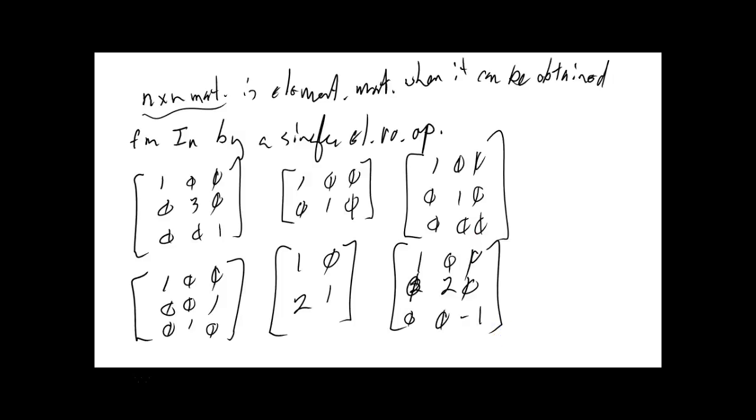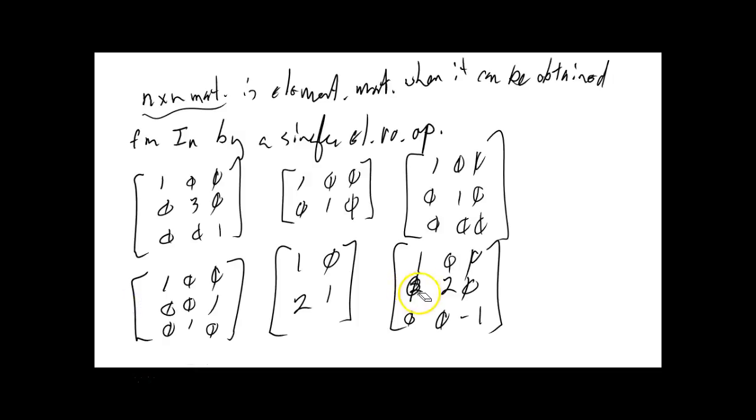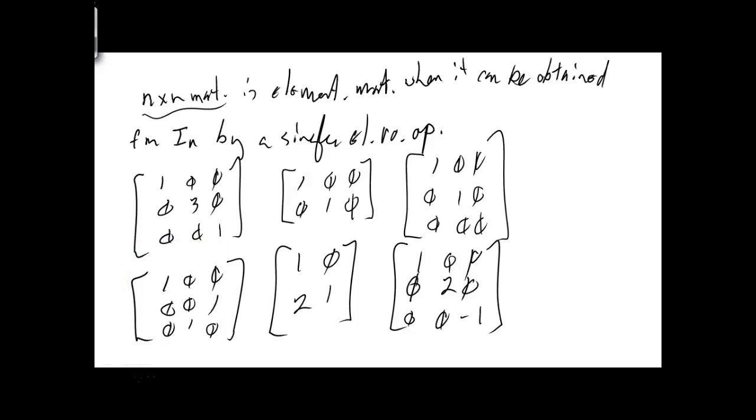Why not? You did 2 elementary row operations, not 1. You're only allowed to do 1 for it to be an elementary matrix. So no, that is not. Okay, very good. And we'll see their solutions are: the first one was, second one not, the third one not, the fourth one was, the fifth one was, and the sixth one was not, because you did 2 operations.